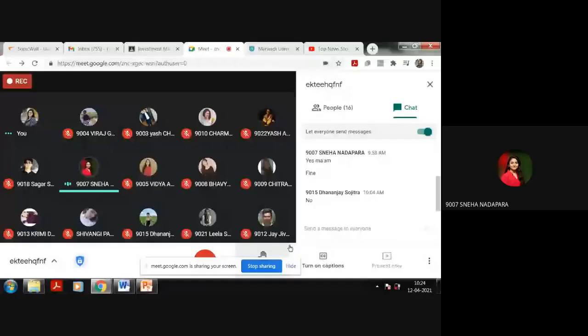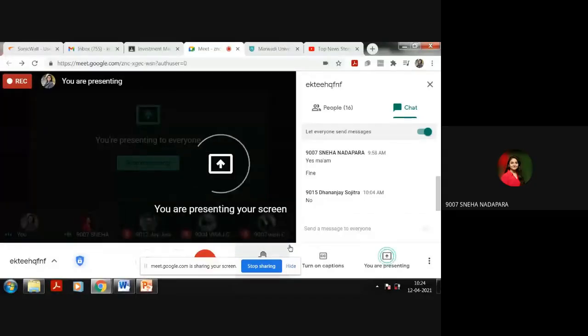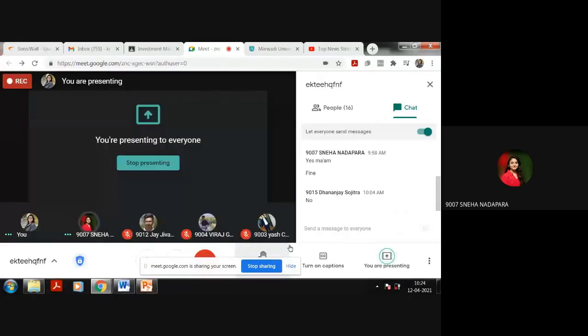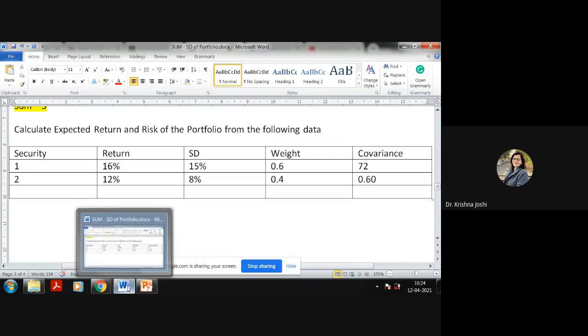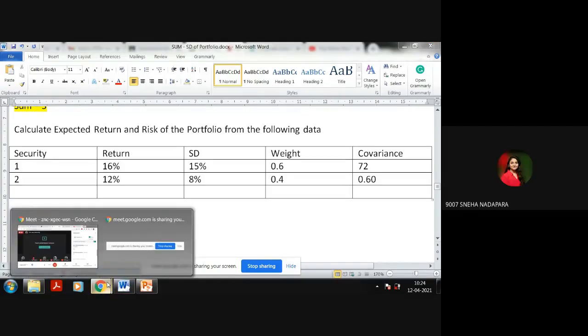Ma'am, weight 1 square standard deviation 1 square plus weight 2 square standard deviation 2 square, plus 2 into weight 1, weight 2, standard deviation 1, standard deviation 2, into coefficient of correlation. So are we given the coefficient of correlation in the question? Can you show me the question, ma'am?